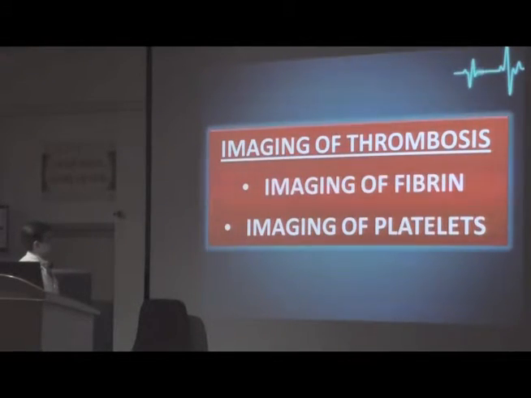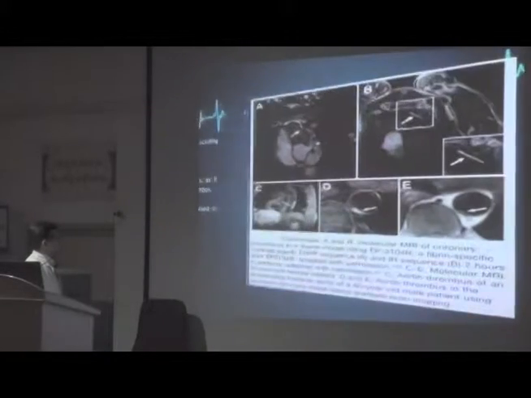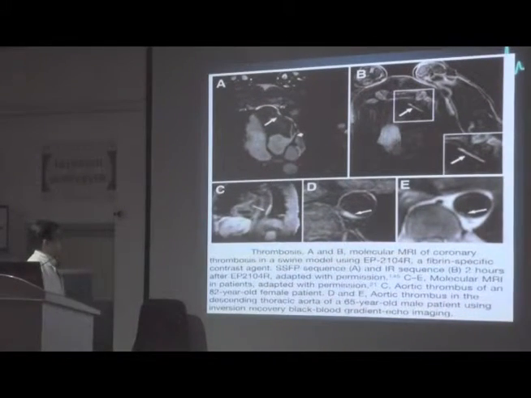Imaging of thrombosis, including imaging of fibrin and imaging of platelets. Thrombosis is the hallmark of multiple cardiovascular diseases, including acute coronary syndrome, stroke, and pulmonary embolism. Indium-111 labeled platelets are an indicator of active thrombosis, as they correspond to the fresh deposition of platelets on the thrombus. On theoretical grounds, this technique can also be used in patients with other diseases. This is the MRI of a thrombosis patient. There is an MRI for coronary thrombosis in a swine model.